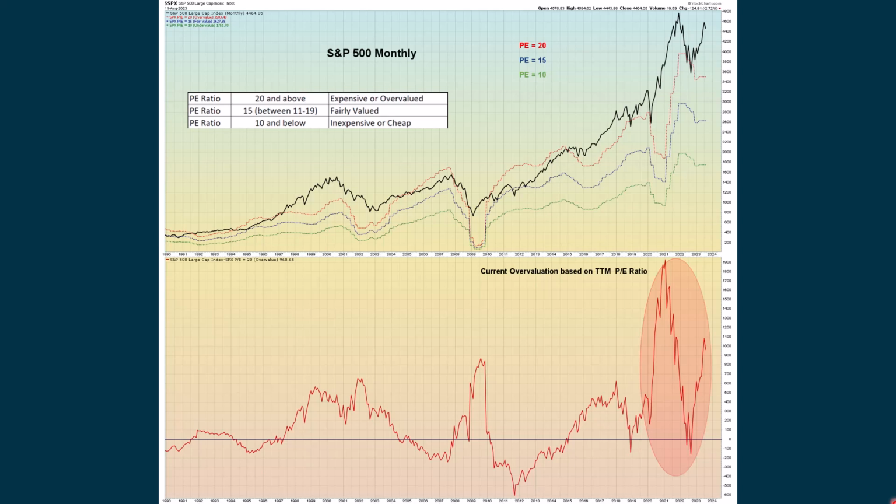If we have a PE ratio of 20 or above, that's considered to be expensive. Between 11 and 19, that's fairly priced. 10 or below, that's considered to be inexpensive or cheap. Right now, even though we've been declining lately with the S&P 500, we're still well above this red dashed line, which is a PE ratio of 20. On the bottom, I have the spread between the two showing that when we're above 0, we're considered to be expensive on a historical basis.